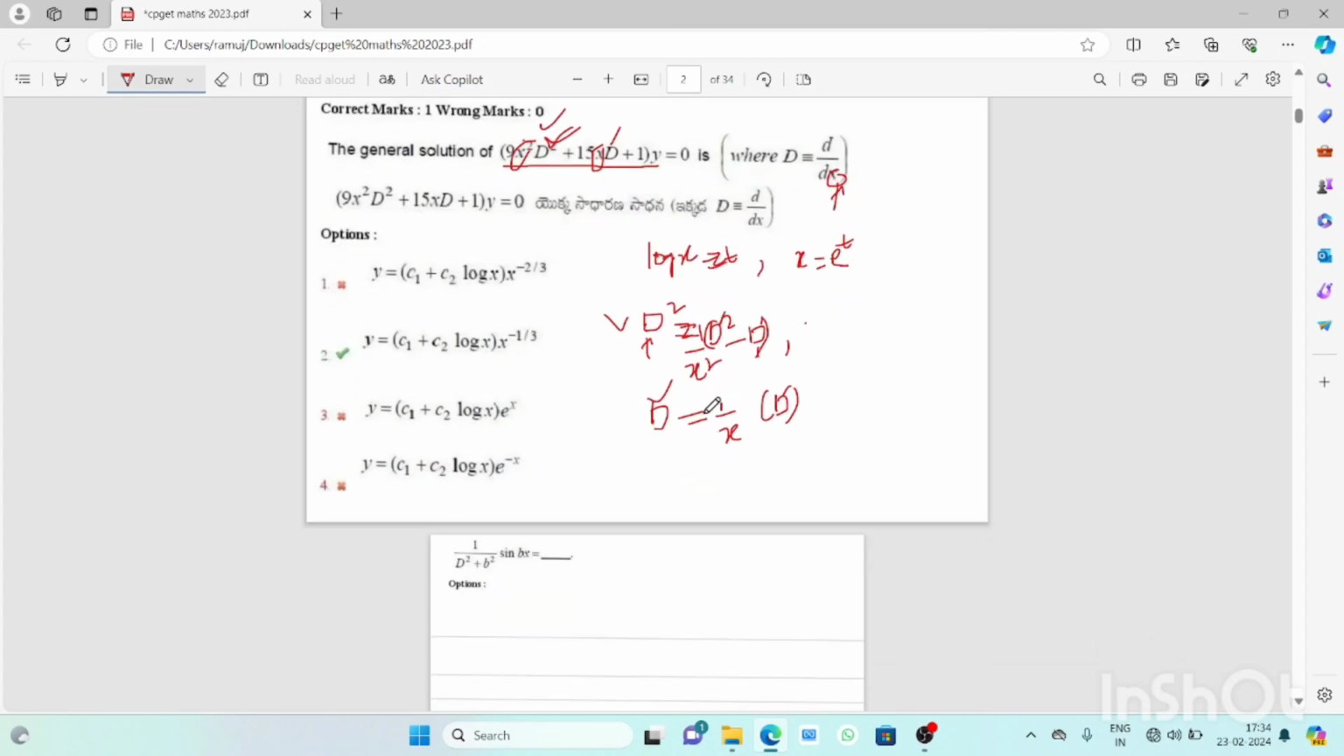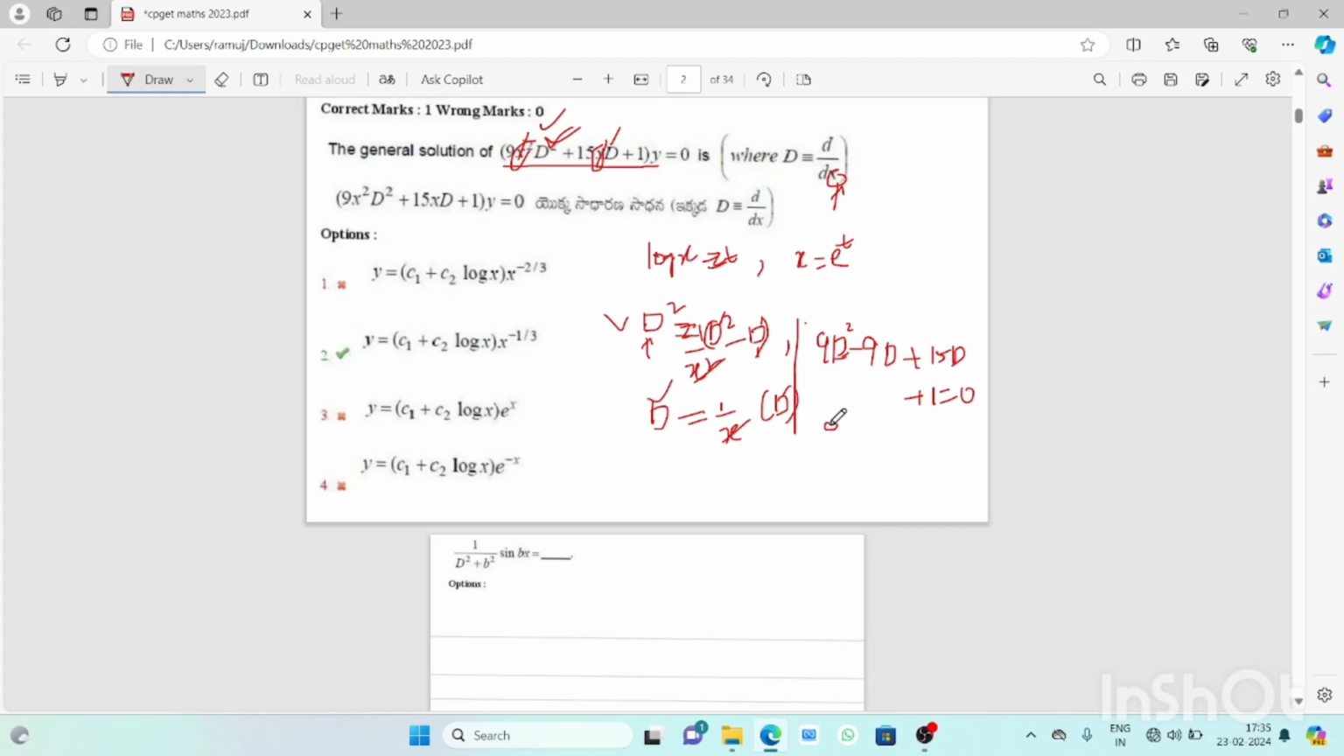If you substitute these D square and D values in the given differential equation, we get 9 D' square, here x square and x square will be cancelled, and x is also cancelled if you substitute these values. We get 9D' square minus 9D' plus 15D' plus 1 is equal to 0. So we will get like this way.